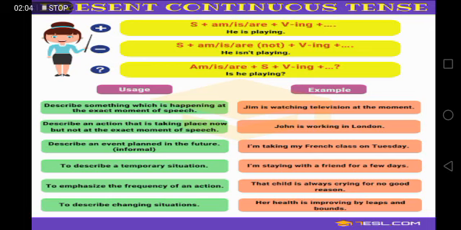For example, he isn't playing. For question sentences or interrogative sentences, the sentence formation will be am, is, are plus subject plus ing form plus base form. For example, is he playing?